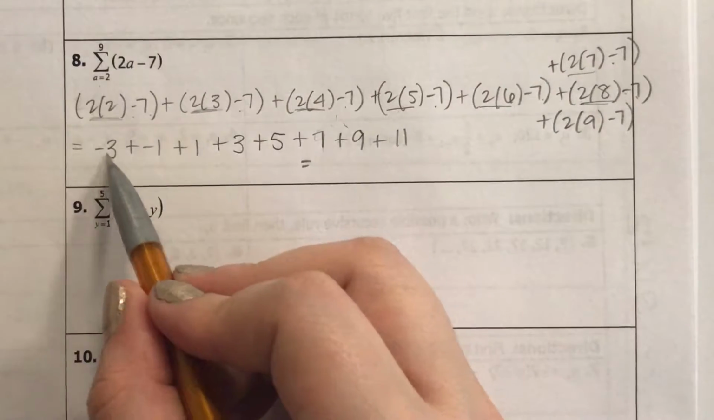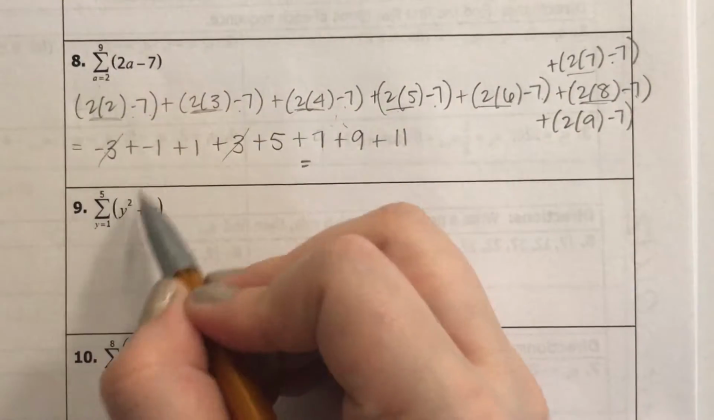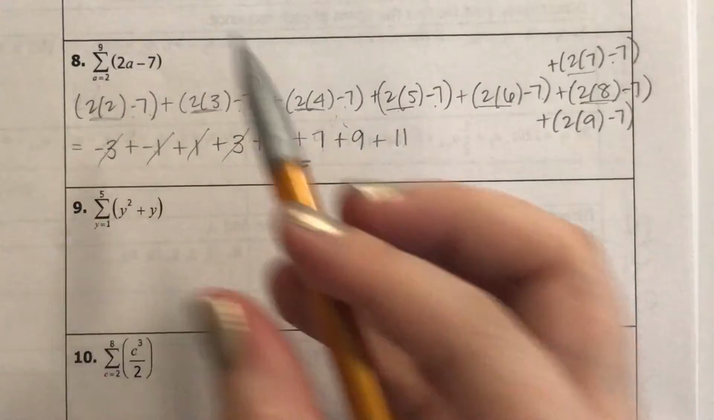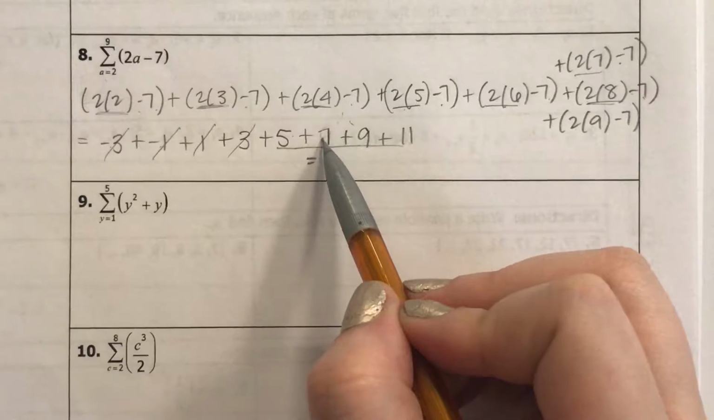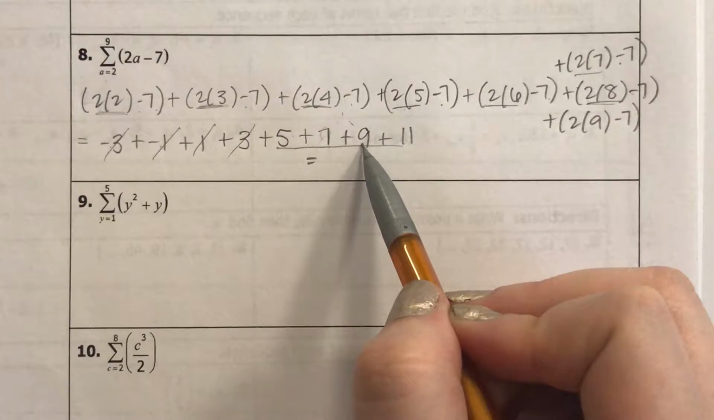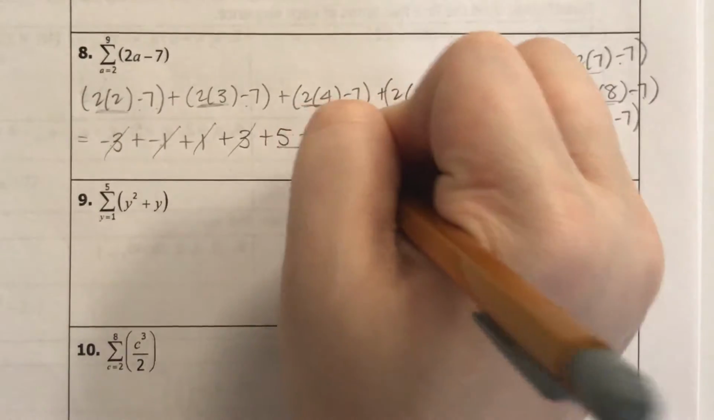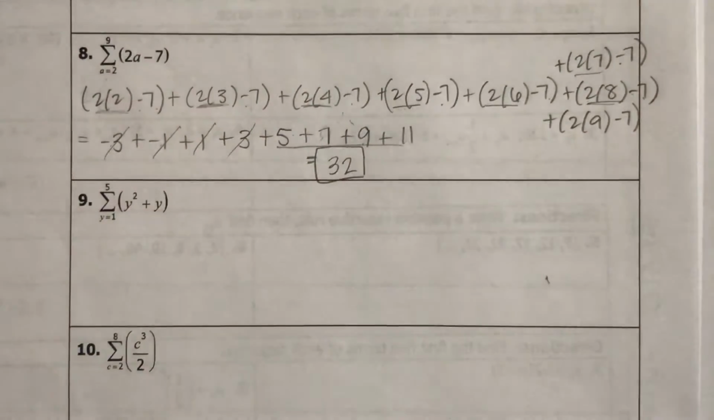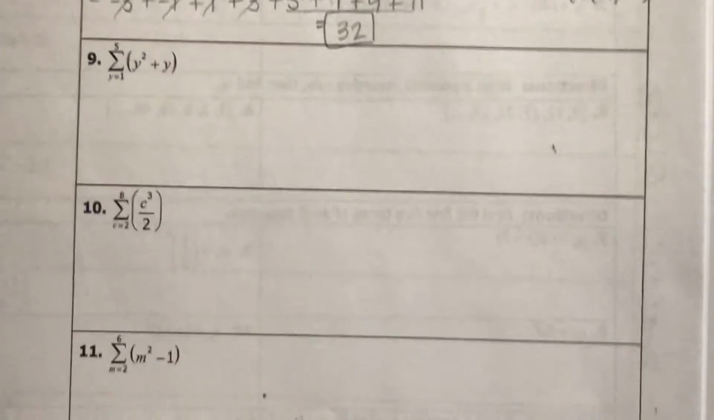Add all these up. Here's what's going to happen. Negative 3 is going to cancel out with 3. Negative 1 is going to cancel out with 1. So we really just have to add the rest together. 5 plus 7 is 12. Plus 9 is 21. Plus 11 is 32. All right. That wasn't so bad. Okay. Go on to the next one.